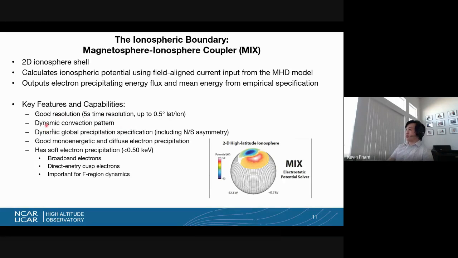It provides dynamic convection pattern, dynamic global precipitation, and especially good monoenergetic and diffuse electron precipitation. It also provides us other precipitating electron populations, for example, the soft precipitation, in particular the broadband electrons and direct entry cusp electrons, which are very important for F region dynamics.